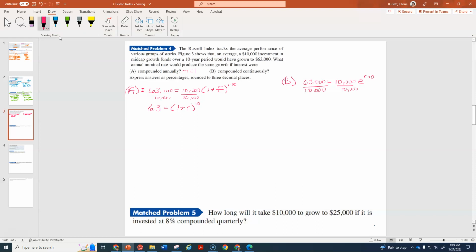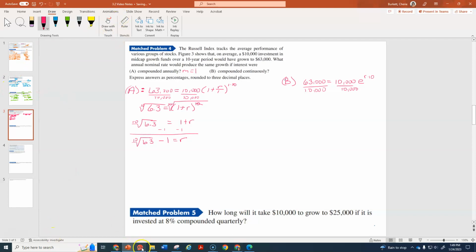I have to undo the 10th power. How do I undo the 10th power? I take the 10th root of both sides. The 10th root undoes the 10th power, leaving me 1 plus R. And then because I'm going to get a big decimal right here, I'm just going to leave this written like this. How do I finish getting R by itself? You subtract 1 from both sides, and I end up with the 10th root of 6.3 minus 1. That's equal to my interest rate.